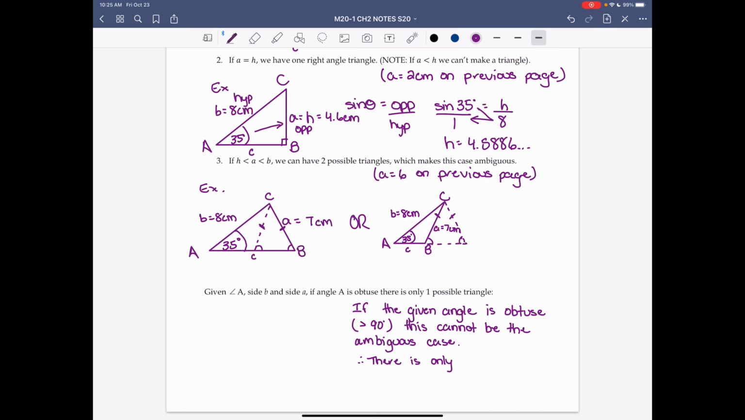Therefore, there is only one possible triangle. So as an example, let's say that now A is 120 degrees, so the triangle looks something like this. Side B we could still say is 8 centimeters. Angle C we don't know, side C we don't know, angle B we don't know, and side A would have to be bigger than side B, and let's say side A is 14 centimeters. So we get only one possible triangle.